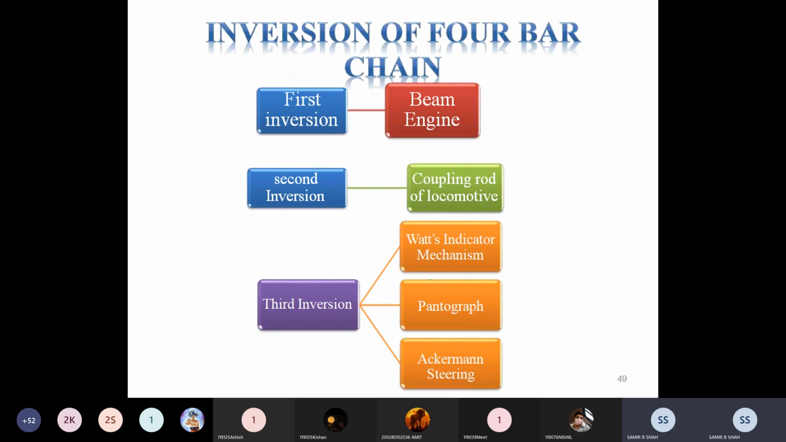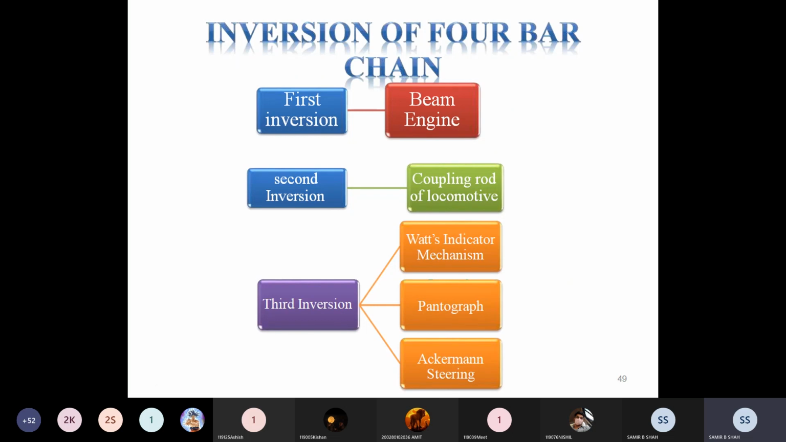Now in 4-bar chain, as I discussed earlier, beam engine is the first inversion. We are focused right now on the 4-bar chain mechanism inversion only. Okay, so the first inversion may be known as a beam engine. The second inversion is called a coupling rod of locomotive. And the third inversion is known as Watt's indicator mechanism, pantograph, and Ackermann's steering gear mechanism.